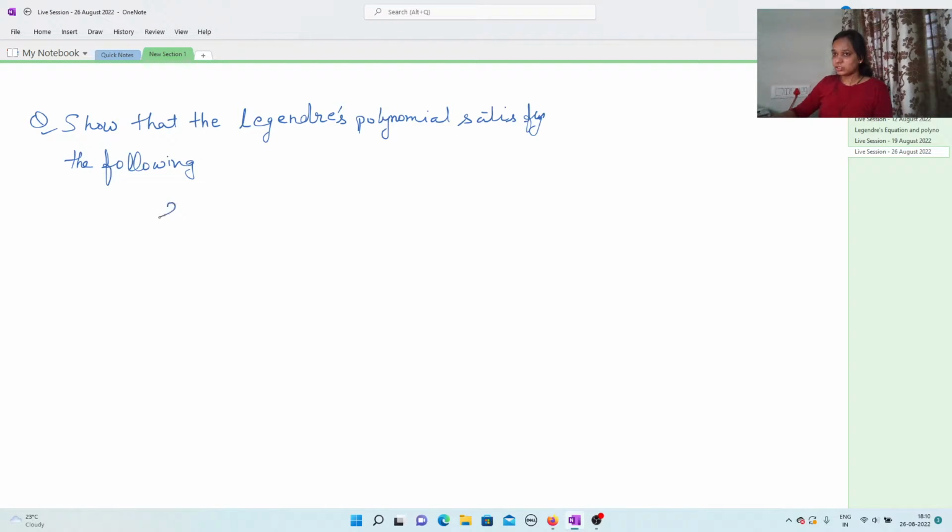The equation to satisfy is (2n plus 1) Pn of x equals P dash n plus 1 of x minus P dash n minus 1 of x. Okay, so solution from Rodrigues' formula.